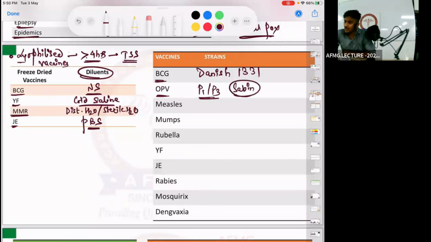Look, the strain of oral polio vaccine versus the strain of killed, that is injectable, polio vaccine. Remember: K for killed, K for Salk. So killed polio vaccine is Salk, live polio vaccine is Sabin, and for OPV it is P1 and P3.